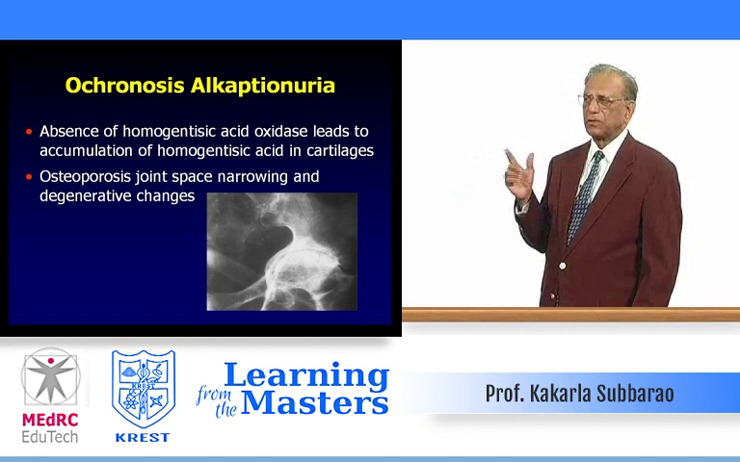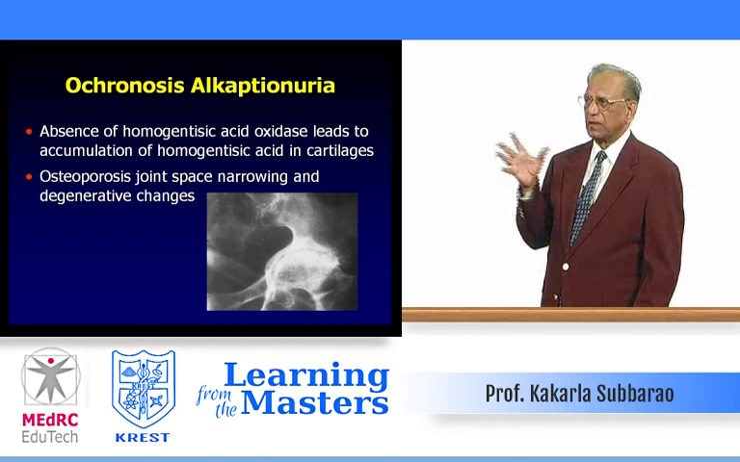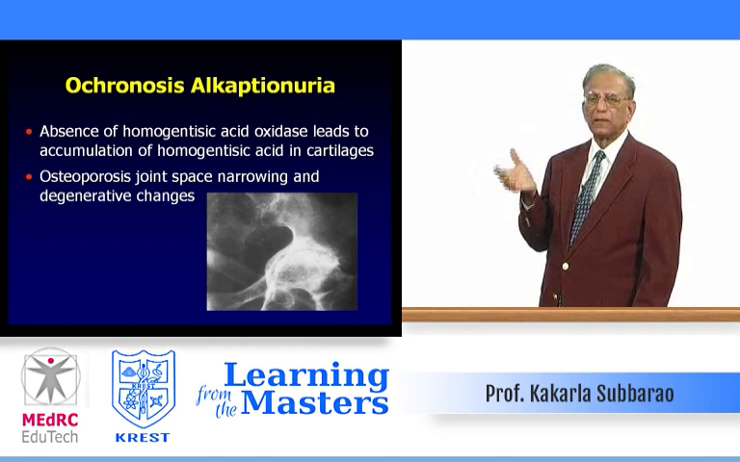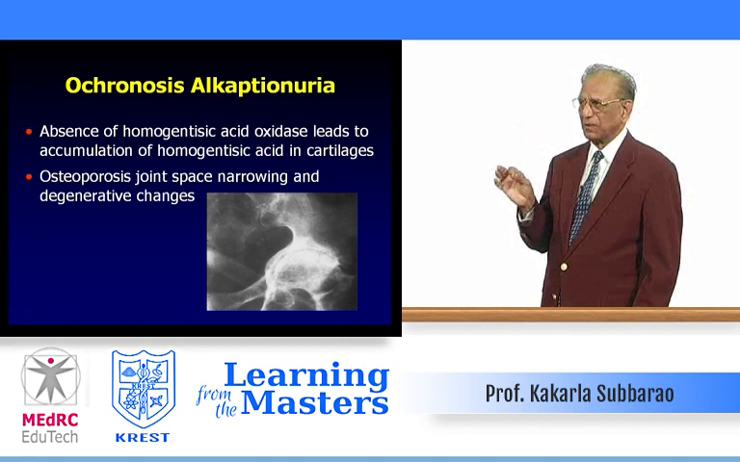Ochronosis, I have already mentioned: alkaptonuria, absence of homogentisic acid oxidase. It leads to the accumulation of homogentisic acid in the cartilages. That's how we get cartilage calcification and secondary degenerative changes. Again, notice there is a universal type of osteopenia, not selective para-articular osteopenia.